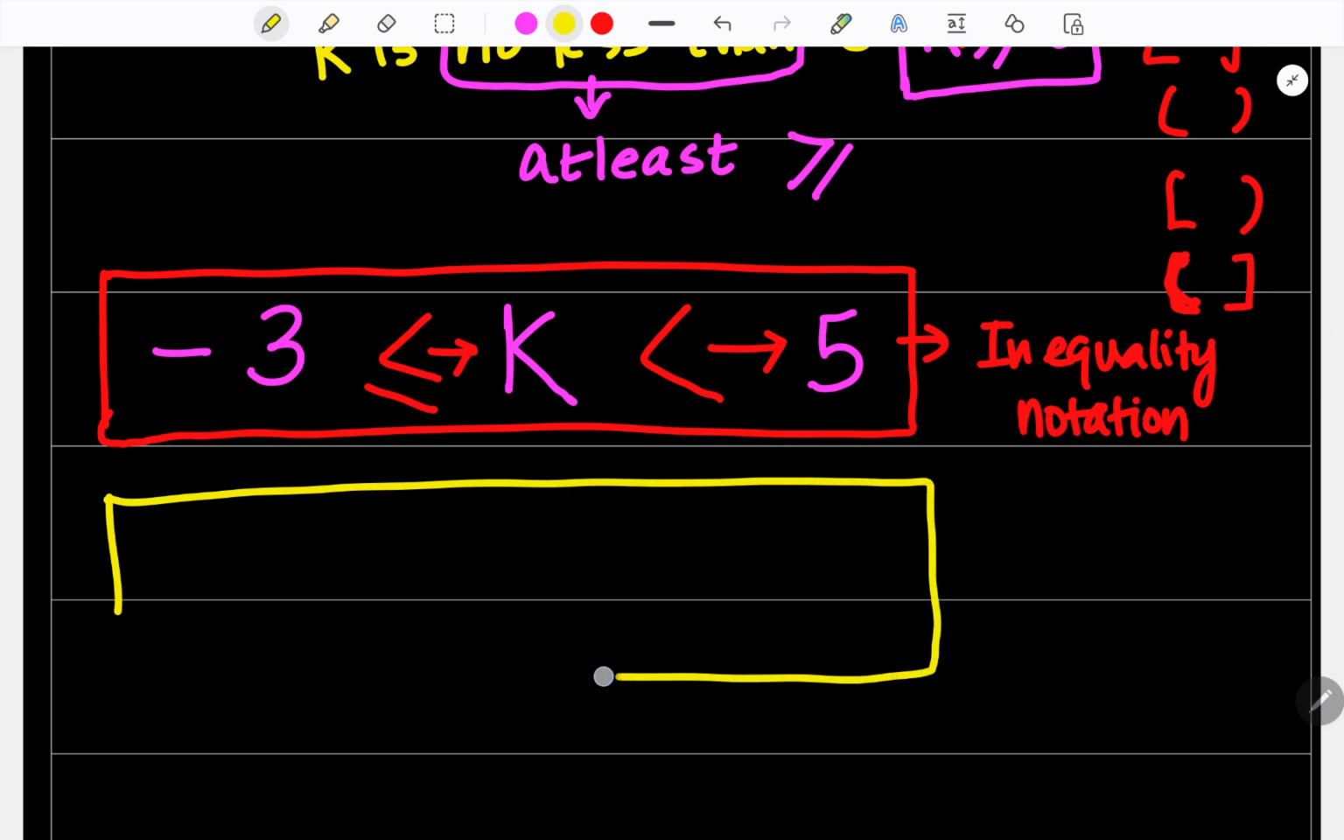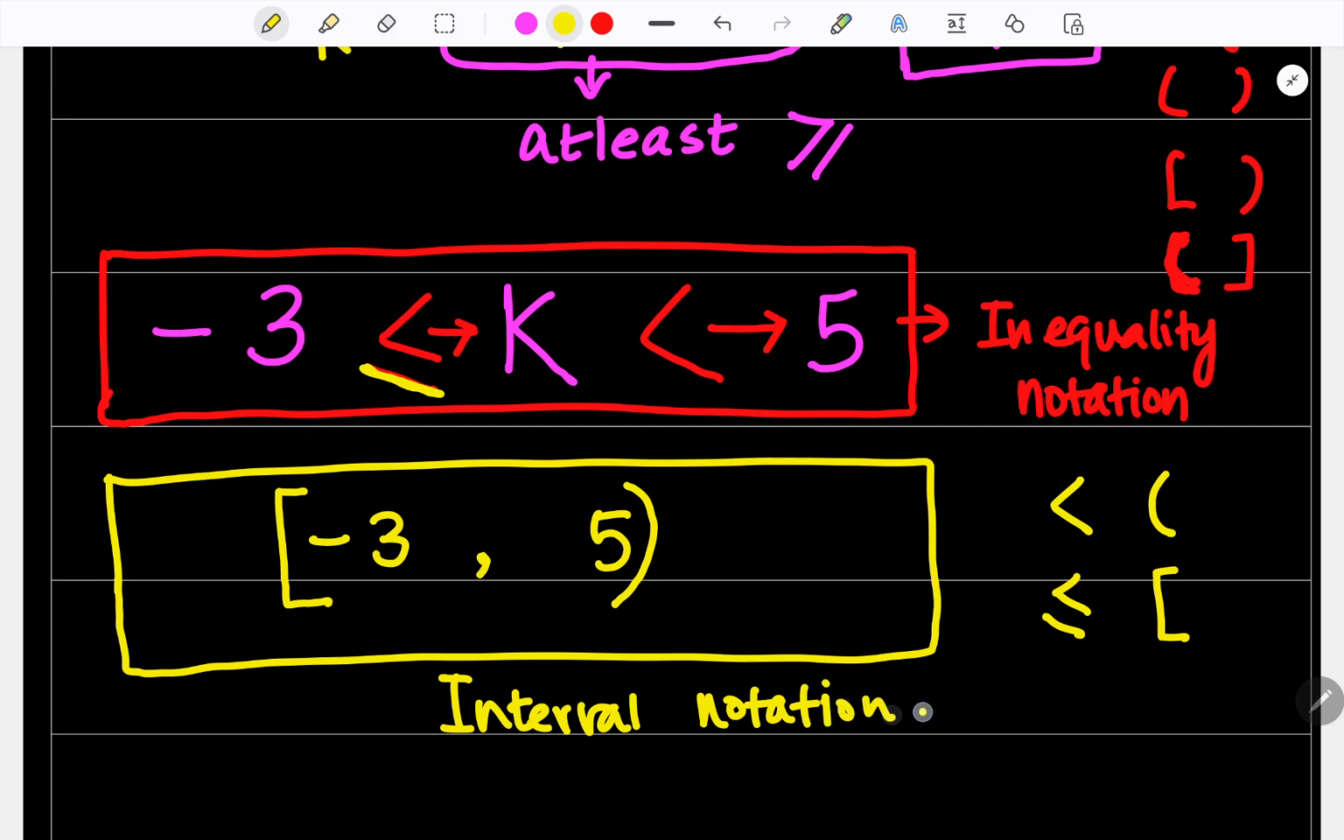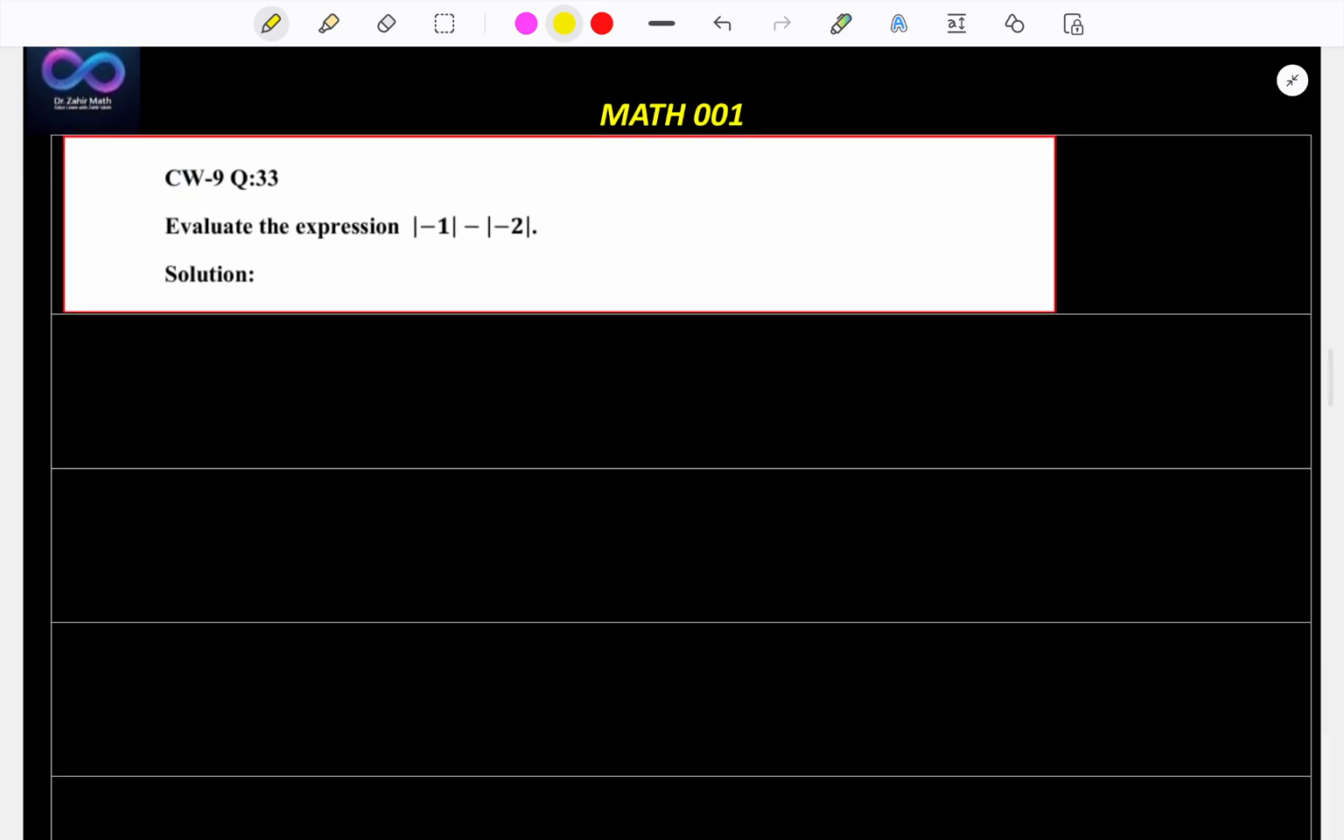Let's go for interval notation. Write the number minus 3 and you write number 5. Okay. Is there anything underlined here? Is there? No. So you're going to make what? Open bracket. And there is a line here. Can you see that? So you are going to make closed interval. Okay. Right. If it is like this, open interval. If it is like this, closed interval. Keep in your mind. So this is called interval notation. Very, very, very simple. Okay, right. Let's go to the next question.